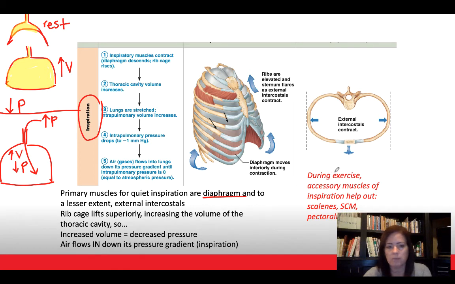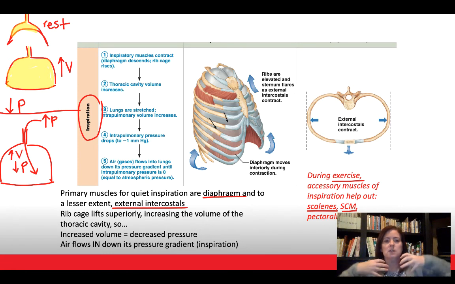Also keep in mind that this is just with quiet inspiration. Mainly for quiet inspiration, we have the diaphragm working. The external intercostals contract a little bit too, but really the diaphragm is your prime mover for quiet inspiration. When we exercise, so you're doing hill repeats and you are really moving a lot of air, we have what are called accessory muscles of inspiration. So scalenes, sternocleidomastoid, and pec minor all play a role in elevating your rib cage so that you can pull in more air when you breathe in while you're exercising.